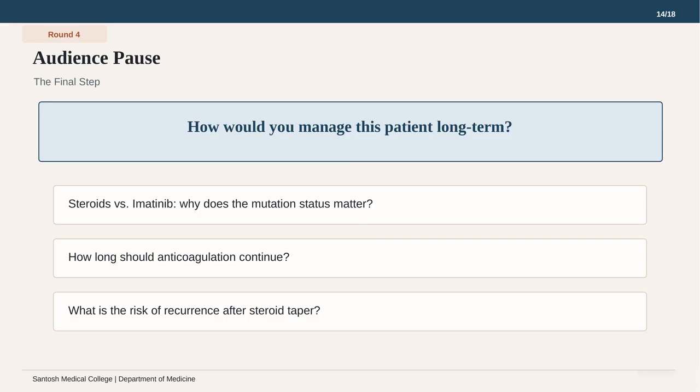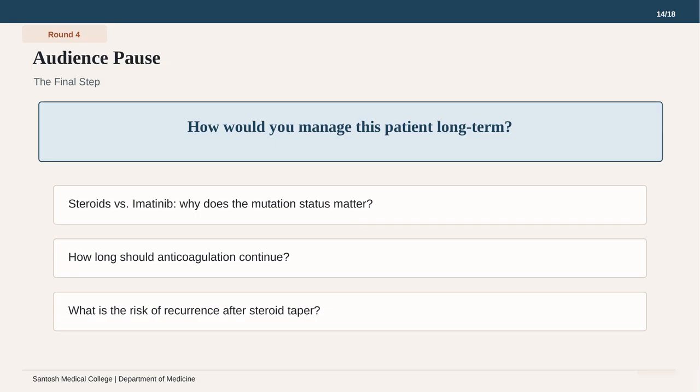choice. Second, given the massive embolic strokes and the ventricular thrombus, you need to determine the optimal duration for systemic anticoagulation. Finally, the third box prompts you to consider the risk of recurrence once the initial steroid taper begins. Managing this condition requires balancing aggressive immunosuppression with the prevention of further embolic events.